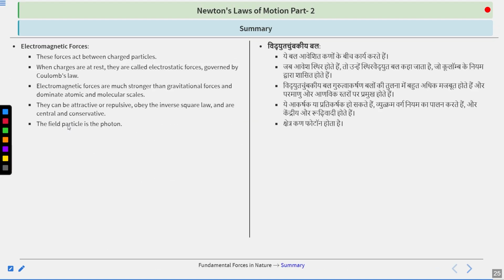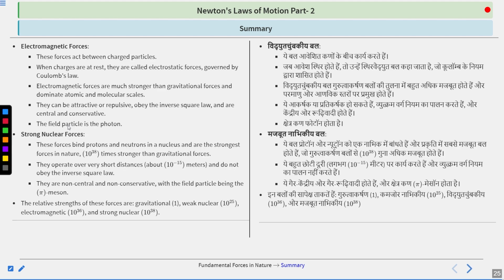We have talked about the electromagnetic forces. These forces act between charged particles. When charges are at rest, they are called electrostatic forces, governed by Coulomb's law. Electromagnetic forces are much stronger than the gravitational forces and dominate atomic and nuclear scales. They could be attractive or repulsive, obey the inverse square law, and are central and conservative. The field particle is the photon.